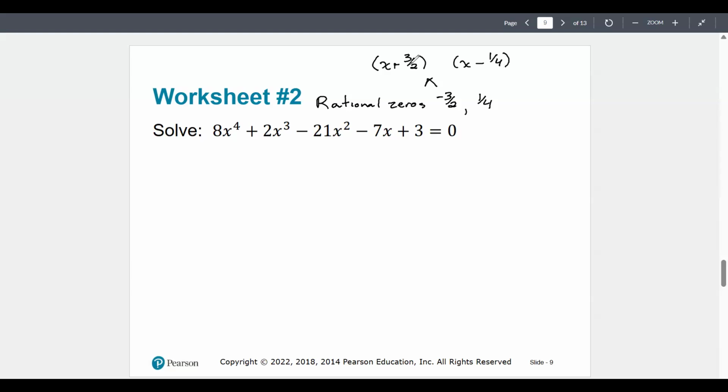But you have those zeros, so we're going to try factoring this, but you're going to factor with some fractions. So take a moment, try it on your own, and then we'll come back and we'll do it.